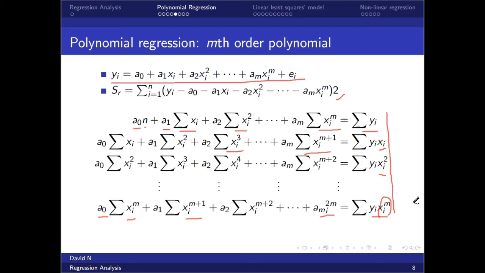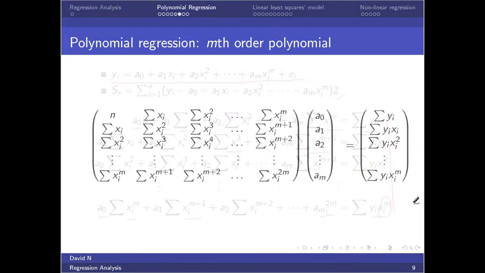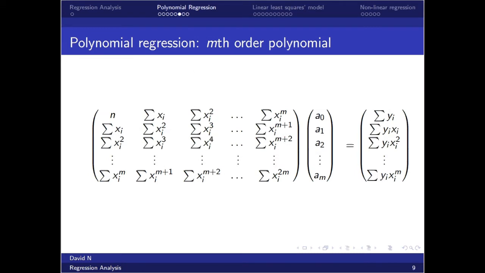these summation values can be deduced from our given data set. Now, the normal equations can be written in matrix form as shown here. As discussed earlier in the previous slide, each of the elements of these matrices, namely n, summation of xi, summation of xi square, summation of xi to the power m, summation of xi cube, summation of xi to the power m plus 1, summation of xi to the power 4, and until summation of xi to the power 2m.